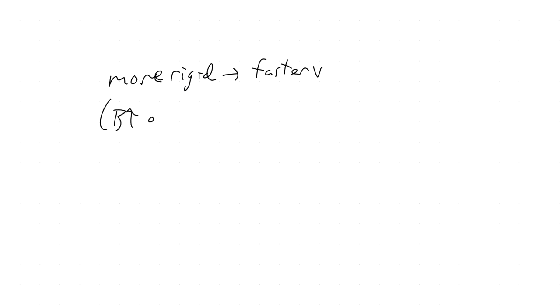Hello, everybody. This is a video on the speed of waves through different mediums. First step is to realize that if something is more rigid, it has a faster wave moving through it. So that means stronger connections, which means a higher bulk modulus or a higher tension.